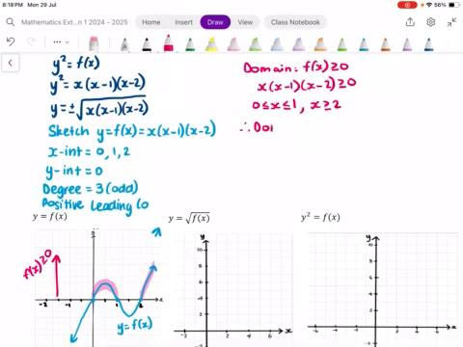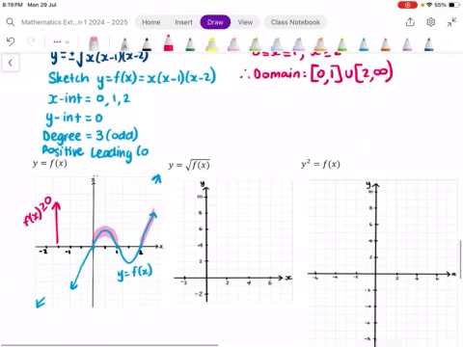So therefore, yes, we're nearly finished. Our domain is going to be including 0 and 1. Oh my gosh, that's such a bad bracket. Sorry, give me 2 seconds. Oh, there we go. Between 0 and 1 and 2 to infinity.